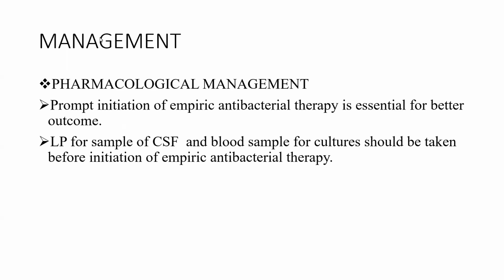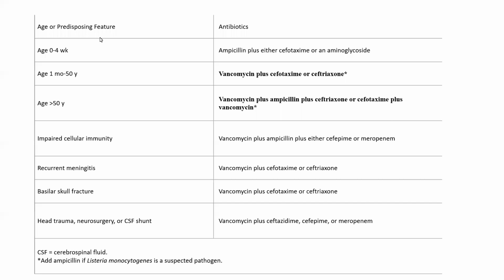For pharmacological management, it is important to initiate empiric antibiotics promptly to get a better outcome. Lumbar puncture for CSF and blood sample for culture should be done, however, before empiric antibiotics are started. Ideally, the antibiotics that should be used should follow a local sensitivity pattern. However, generally, these are the groups of antibiotics that can be used. Between the ages of 1 month to 50 years, vancomycin plus ceftriaxone are typically used. For people who are more than 50 years, we go for vancomycin with ampicillin plus ceftriaxone.